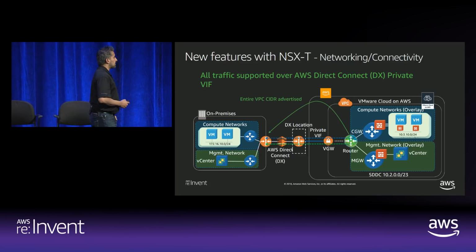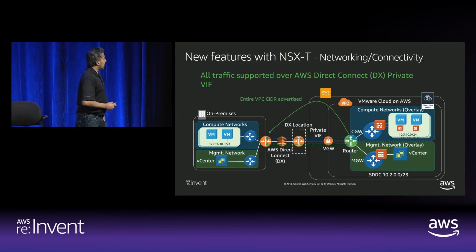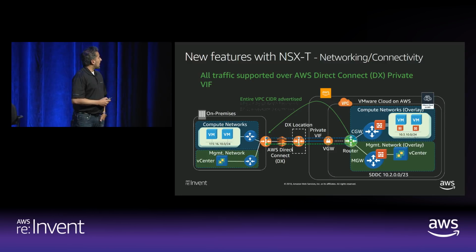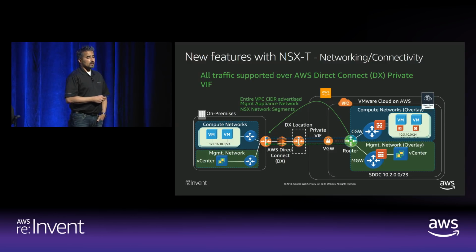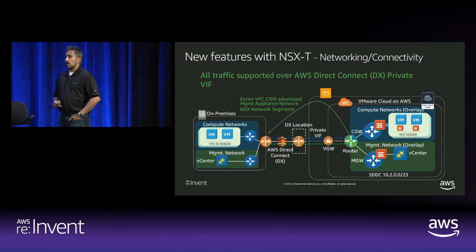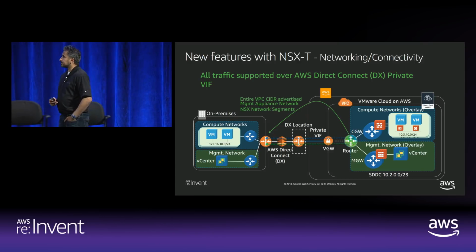And again, the entire VPC CIDR is advertised on-prem once this is set up, and management appliance networks and also NSX network segments are also advertised on-prem, and vice versa, from on-prem, networks are advertised to the SDDC.